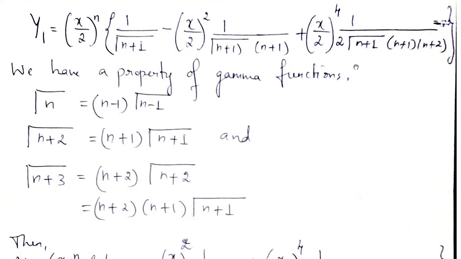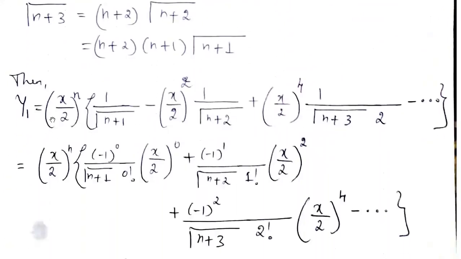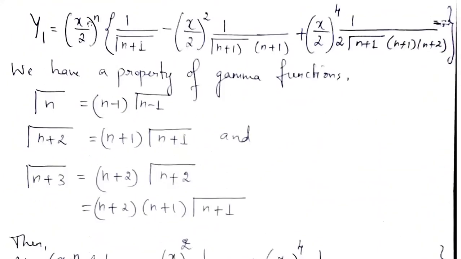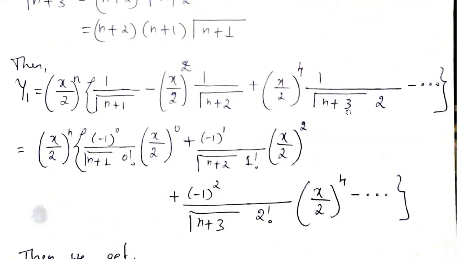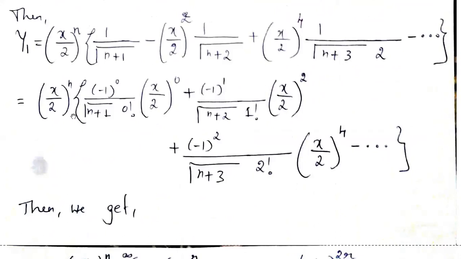So what will be capital Y1 now? Capital Y1 will be equal to x by 2 power n. This will not change. Here it is the same term, x by 2 whole square into, this becomes gamma n plus 2. This will not change. This 2 will remain, and these three terms will be replaced by gamma n plus 3 minus and so on. So now in the next step what we do is we keep this term as it is. We will change the terms and try to get a standard summation over here.